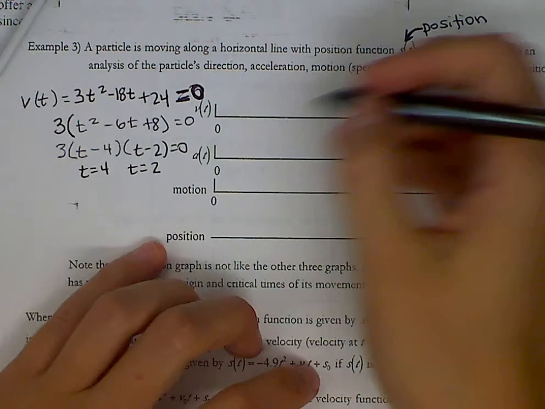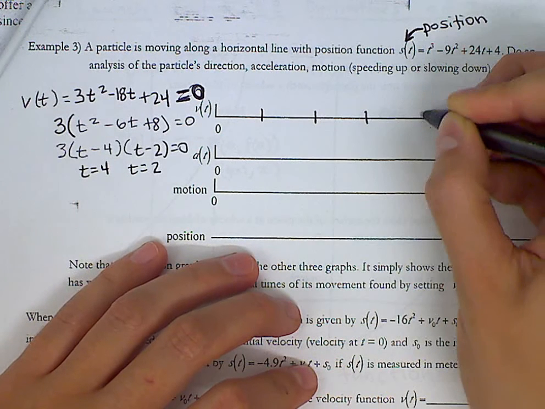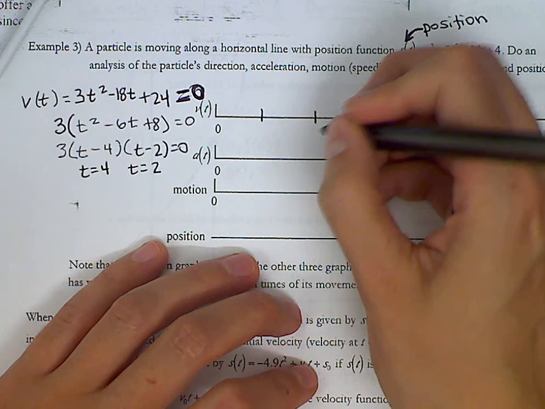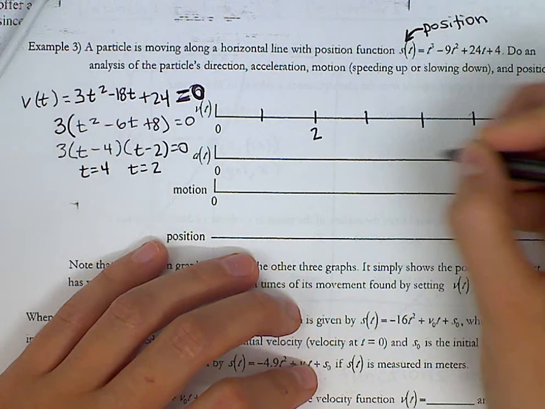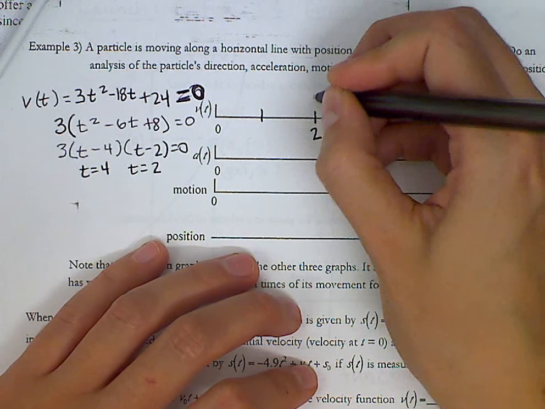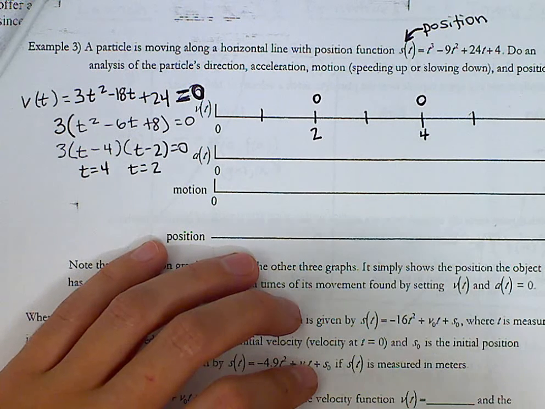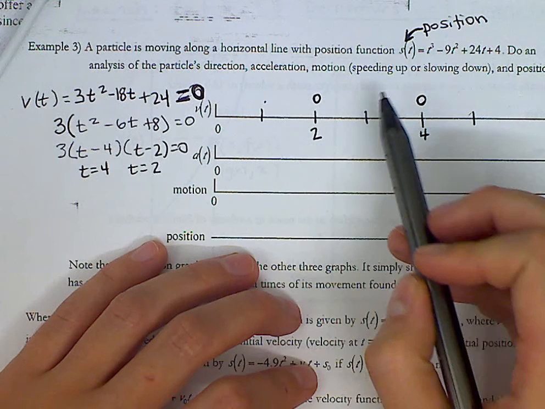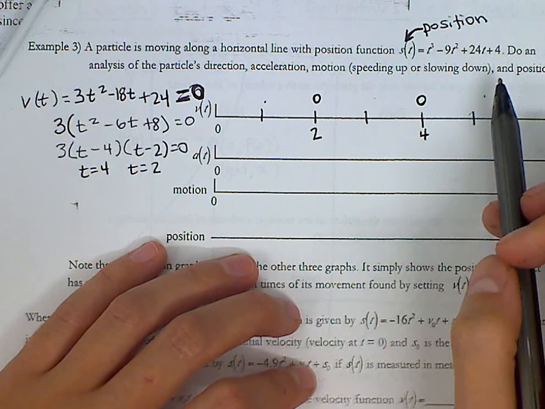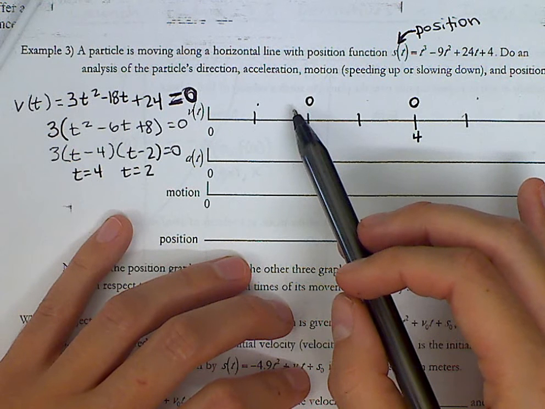So I can do 1, 2, 3, 4, and I'll go 5. So my important points are at 2 and 4. And these are the points where the velocity is equal to 0, so the particle has stopped. So before and in between these stopping points, I want to see if the velocity is positive or negative. So to see if it's going left or going right.